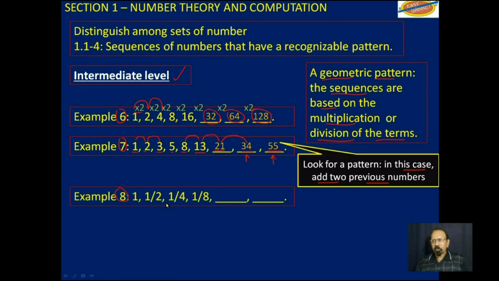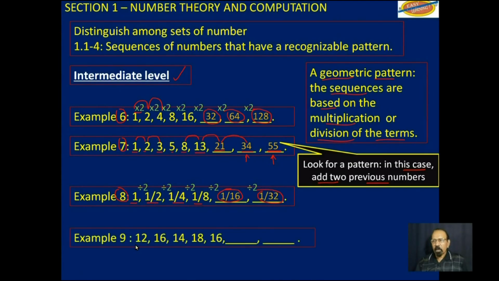Example 8. 1, half, quarter, 1/8. From 1 to half and from half to quarter, what did we do? We divide by 2, and then we divide by 2, and then we divide by 2. So we will keep dividing by 2. Divide 1/8 by 2, you get 1/16. And you divide 1/16 by 2, you get 1/32.